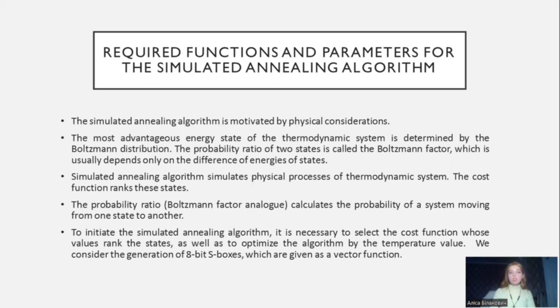The probability ratio, which is the Boltzmann factor analog, calculates the probability of a system moving from one state to another. To imitate the simulated annealing algorithm, it is necessary to select the cost function whose values rank the states, as well as to optimize the algorithm by the temperature value. We consider the generation of 8-bit S-boxes, which are given as a vector function.